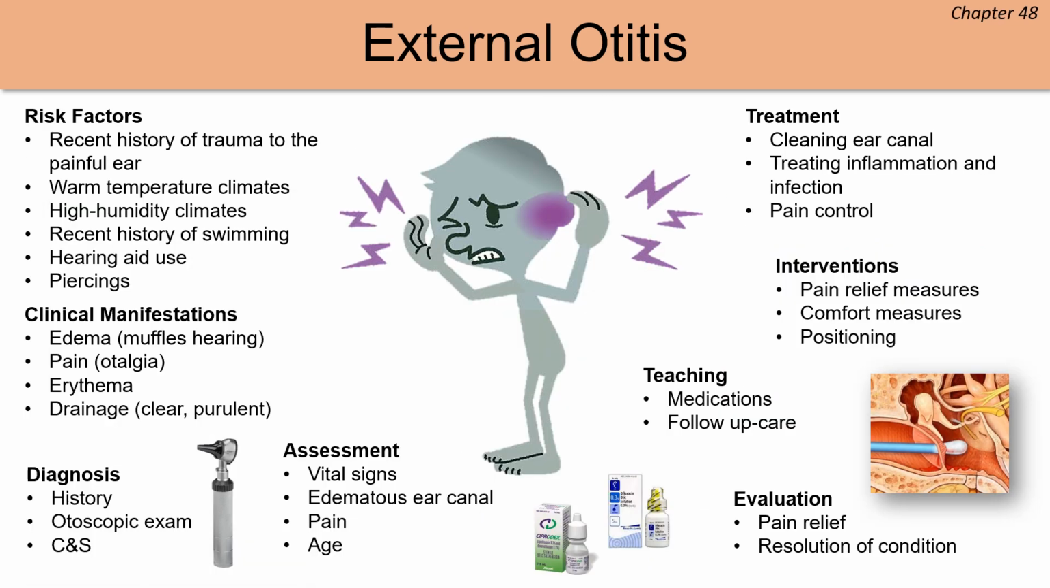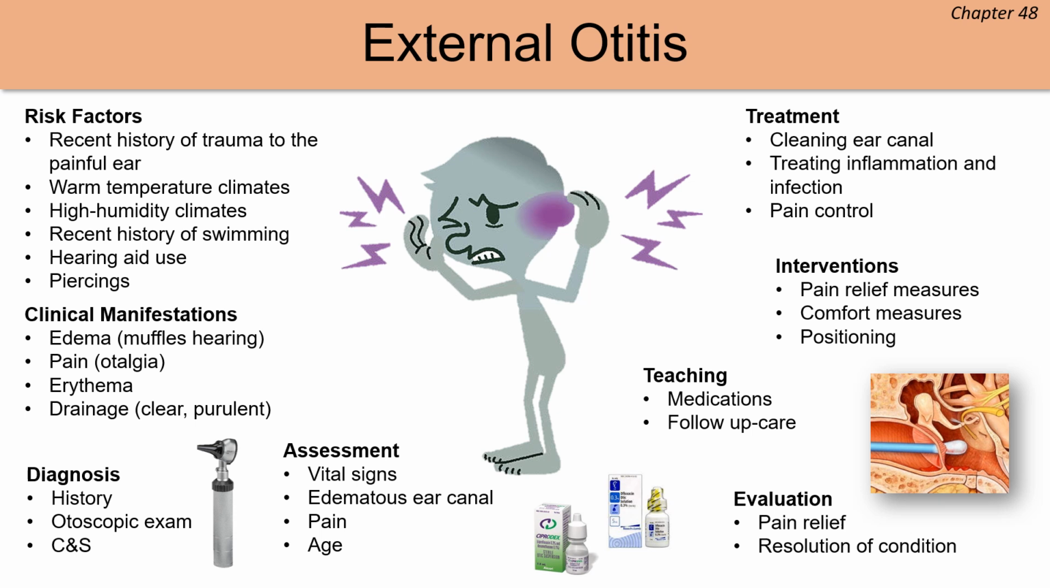External otitis can be caused by bacteria, fungus, or virus. Risk factors for this include recent trauma to the ear, warm and high humidity climates, history of a lot of swimming, history of hearing aid use, and piercing. All of those things can lead to external ear infection.